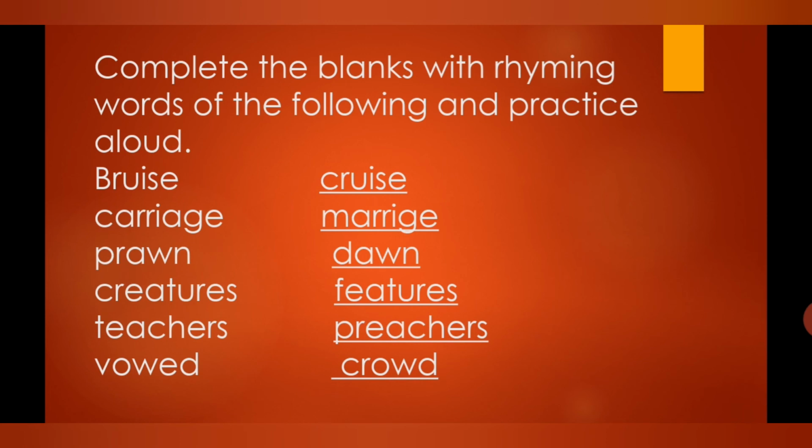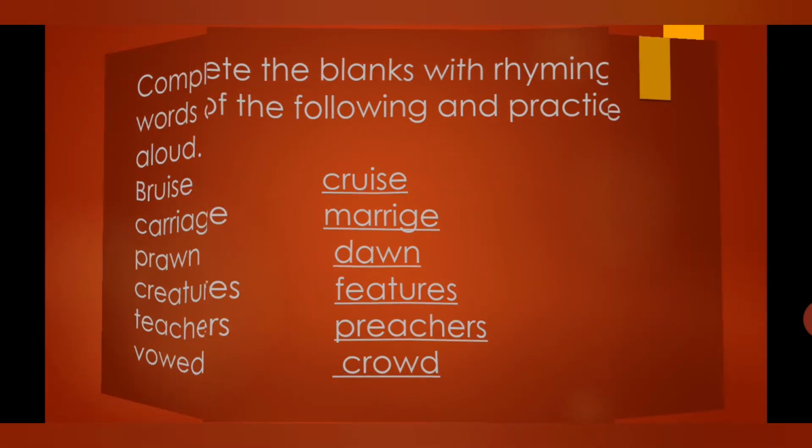Now complete the blanks with rhyming words of the following and practice aloud. So the rhyming word of bruise is cruise, carriage is marriage, prawn is dawn, creature is feature, teachers is preachers, and vowed is crowd. Right, children? So these were the rhyming words.